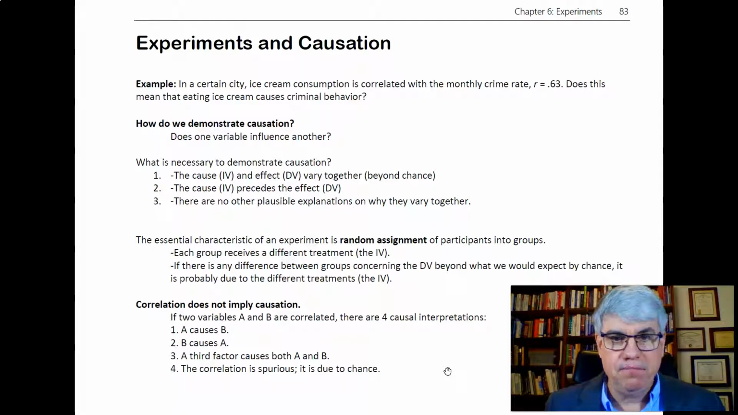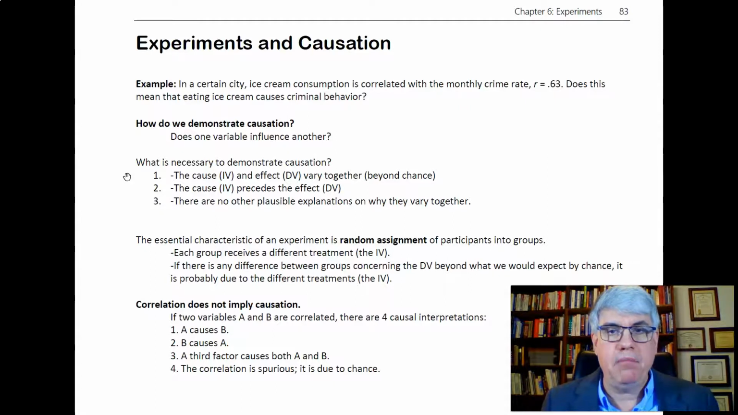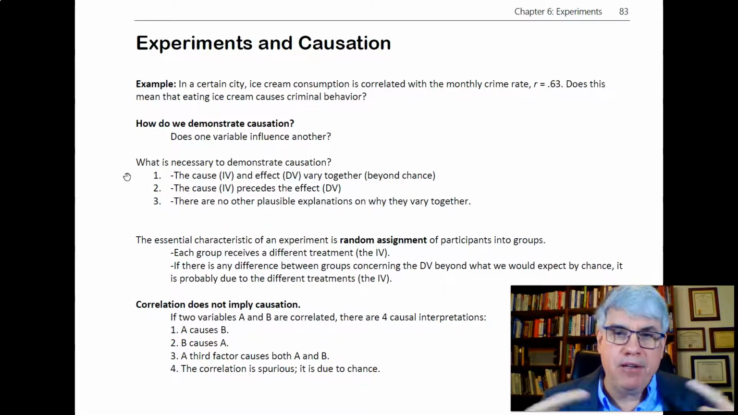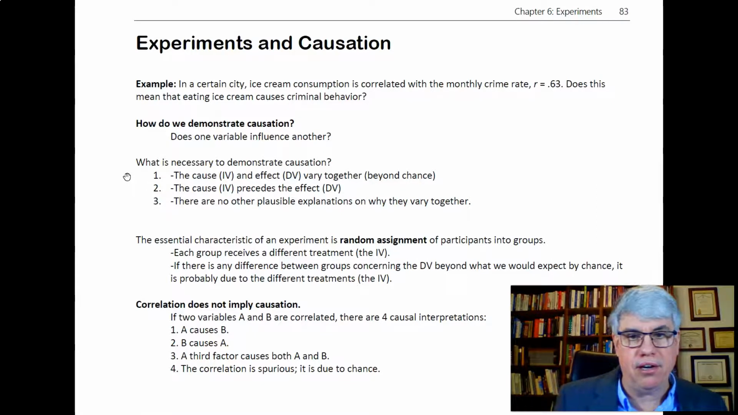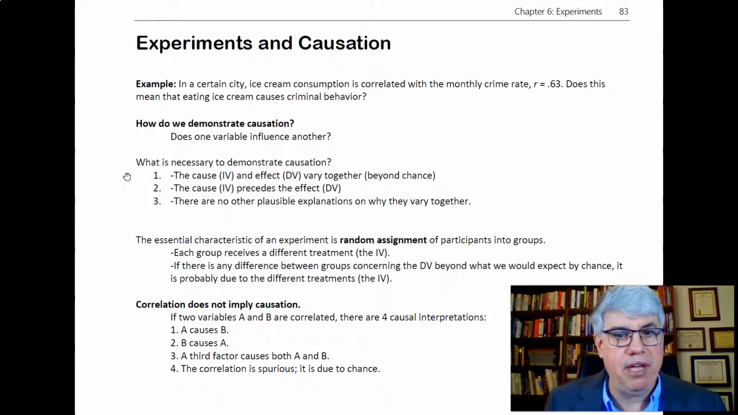First of all, the cause and the effect, so the independent variable is the cause and the effect is the dependent variable, need to vary together. That means they need to be correlated. The R has to exist, and it has to be beyond chance. It can't just be a weak correlation that's not significant. It has to be significant, something that we can trust would happen in other samples from the same population.